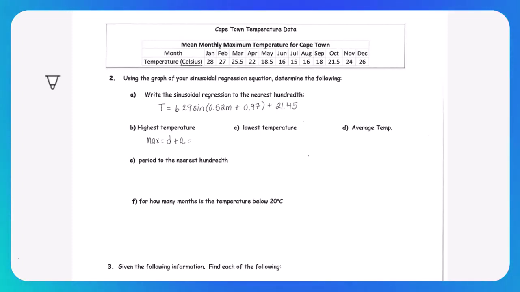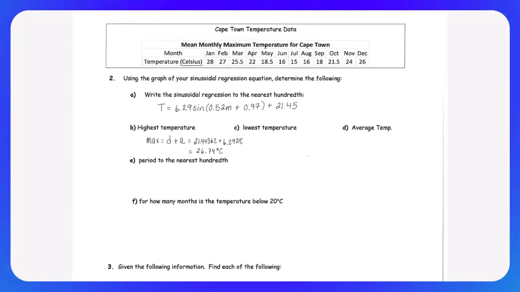we can just go ahead and put 21.45562 plus 6.29215, and that should equal 26.74, let's stick with the nearest hundredth, degrees Celsius. Now we can do that using this way.